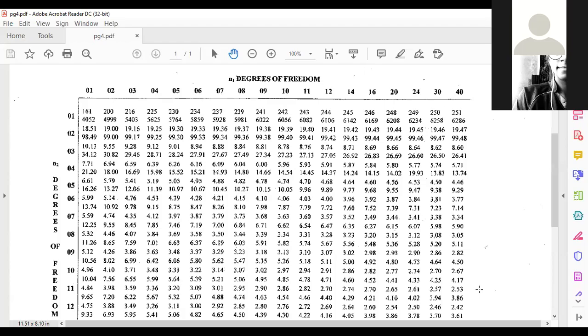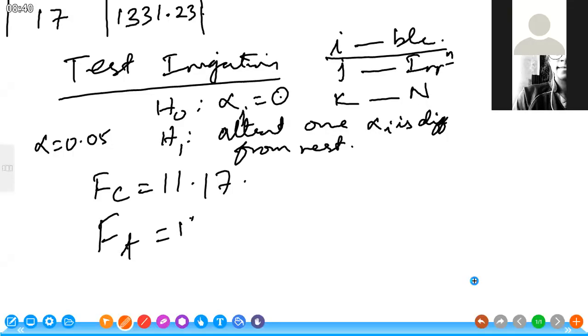What is the numerator degrees of freedom? What is the denominator degrees of freedom? Yeah, maybe you are right. Numerator degrees of freedom is 1. Denominator degrees of freedom is 2. So this is the value, 18.51. You are right. What is the value? 18.51, right.